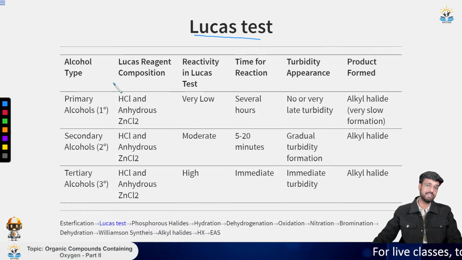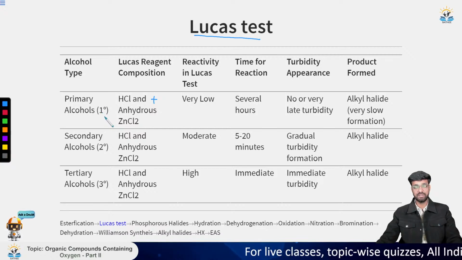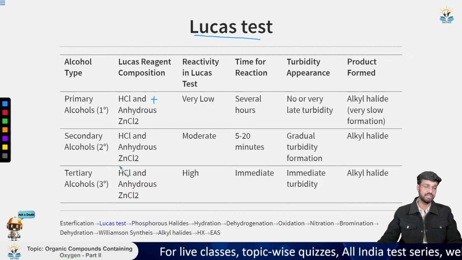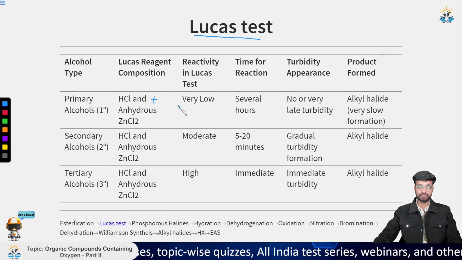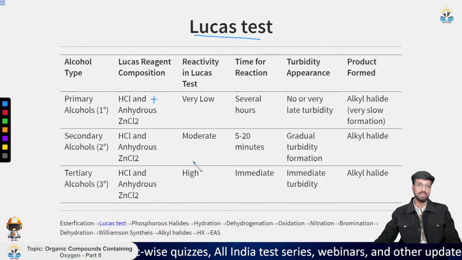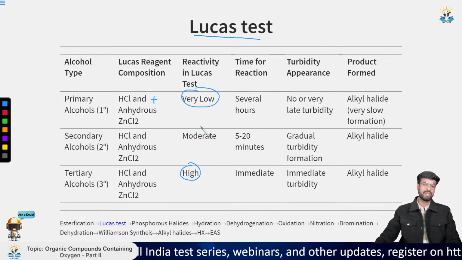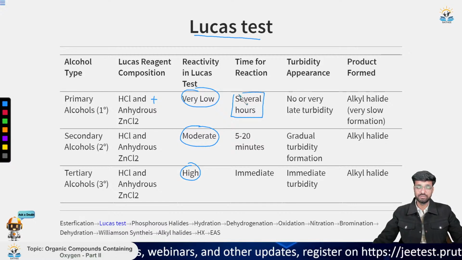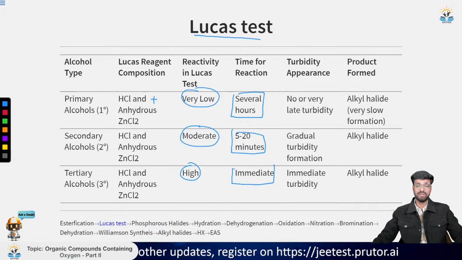And the Lucas reagent that we have here is HCl plus anhydrous ZnCl2. So suppose we take three alcohols, and we have to identify which one is primary, which one is secondary, and which one is tertiary. So we react each of these with HCl and anhydrous ZnCl2. Now for tertiary alcohol, the reactivity is the highest. For the primary it is lowest, and for secondary it is moderate. So you can notice the time here: several hours for primary, 5 to 20 minutes for secondary, and tertiary alcohol immediately gives you the product.